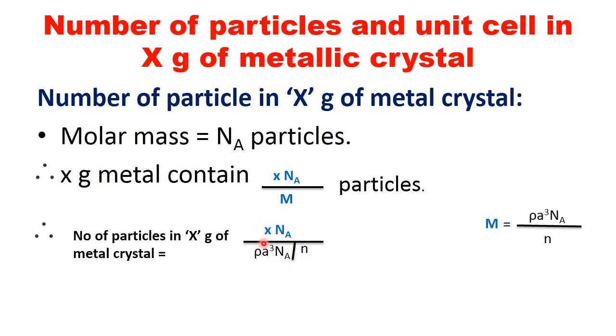On rearrangement of this equation we will get X into Na into n divided by rho a cube Na. Here cancel Na, so we will get X into n divided by rho a cube, where X is mass of metal crystal in gram, n is number of particles in unit cell, rho is density of unit cell, a cube is volume of unit cell. This equation gives the number of particles in X gram of metal crystal.